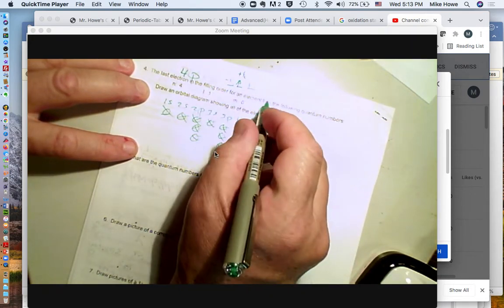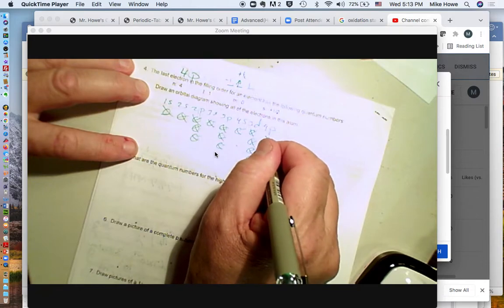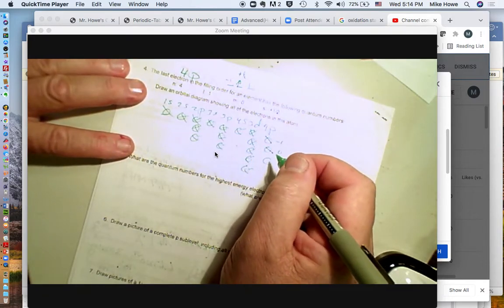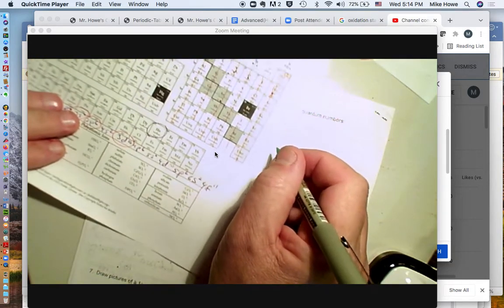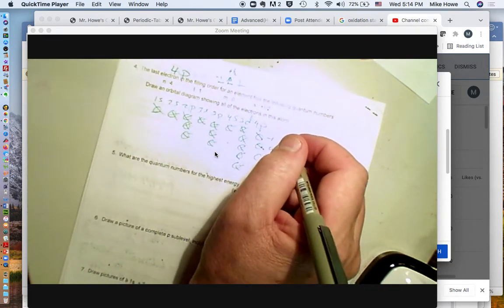We said it was a positive 1/2, which means it's the first one in that orbital. So that's 32 electrons, and we have to stop there. That's the one that's spinning clockwise. So element number 32 is germanium.